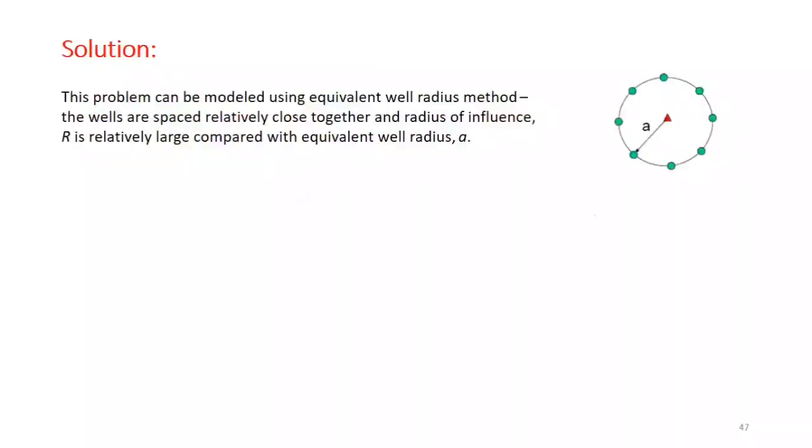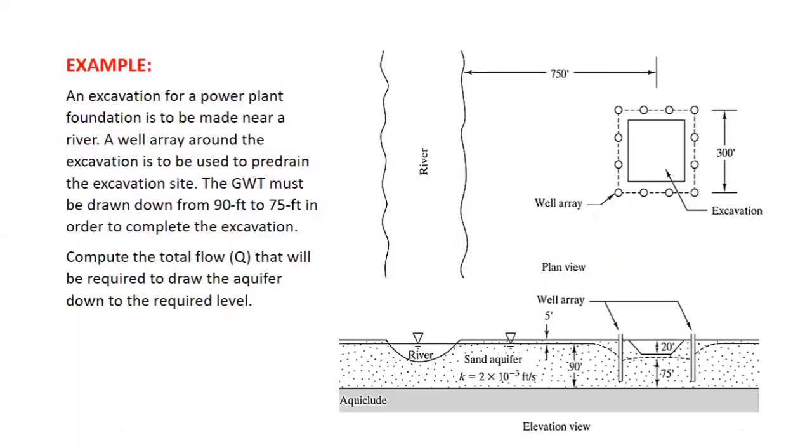Another example before we stop for today's lecture is that you have an excavation of a power plant. You can see this one: a proposed excavation is to be made near a river, so you have a flowing river nearby. A well array around the excavation is to be used to pre-drain the excavation site. You can see that's a pre-drainage concept. So on the periphery, you will be installing the well system. It should be pumping out the water and maintaining it below the required depth, which is actually the groundwater table, which must be drawn down from 90 to 75.